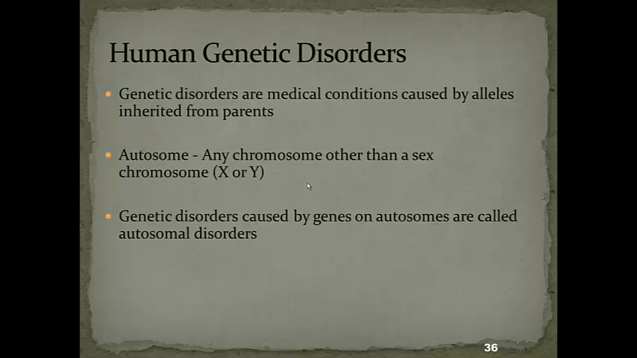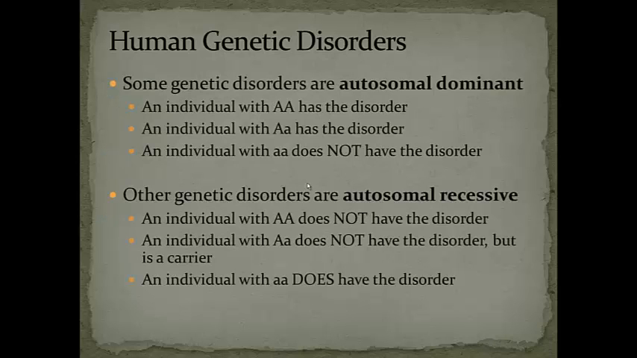So we're going to start with the autosomal disorders. These are disorders from genes on your non-sex chromosomes. So any of the numbered chromosomes. That's chromosome number 1 to chromosome number 22. The remaining chromosomes after 1, 2, 3, 4, and so on to 22, are X and Y. Okay, so autosomal genetic disorders.